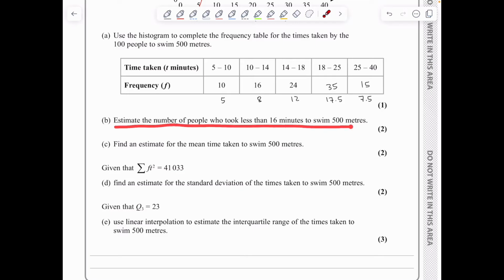Now in part B, we need to estimate the number of people who took less than 16 minutes to swim those 500 meters. So less than 16 minutes means surely these 10 people, these 16 people, and observe that the 16 is halfway between the 14 and the 18. So I'm just going to take half of the frequency in the corresponding class, so I'm just going to take 12. So to find the missing number, it's going to be 10 plus 16 plus a half of 24, and this gives an answer of 38 people.